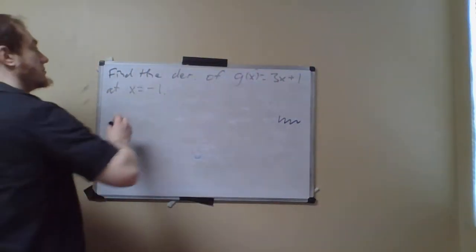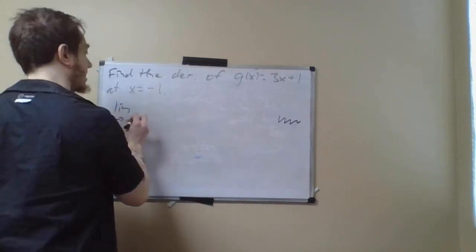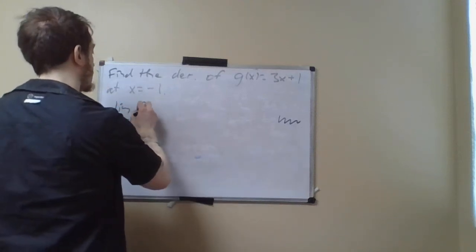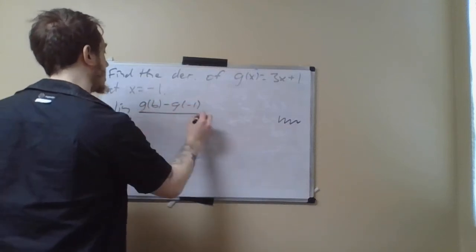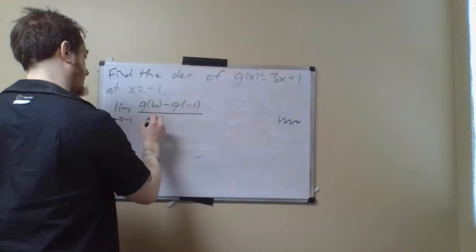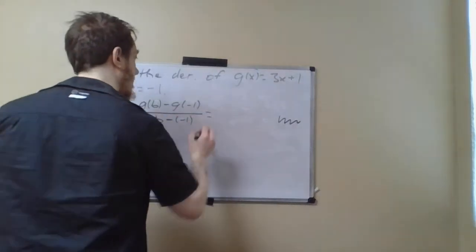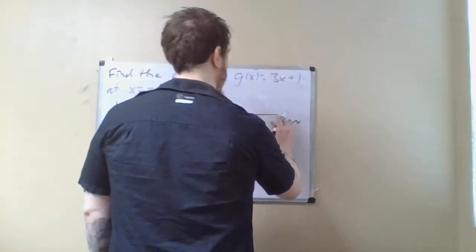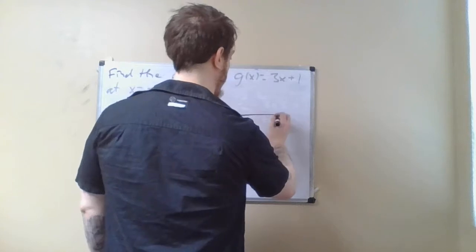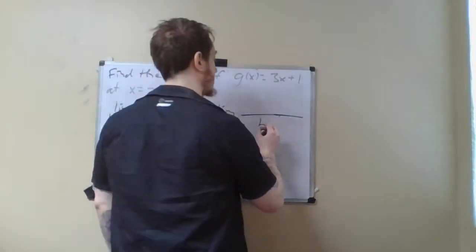Well, this is going to be the limit as b approaches negative 1 of g of b minus g of negative 1 divided by b minus negative 1. This is going to be the limit as b approaches negative 1. Now the denominator, let's simplify that really quick because we can do that fairly simply. This just turns into b plus 1.